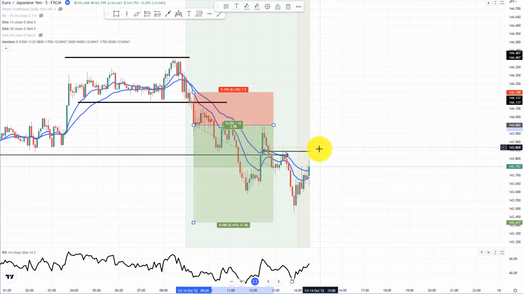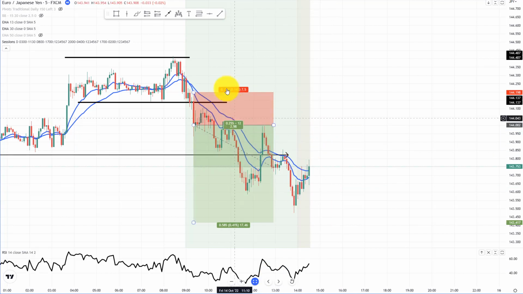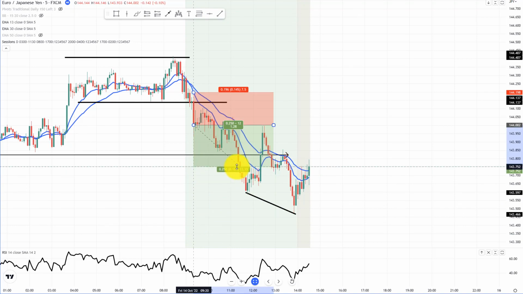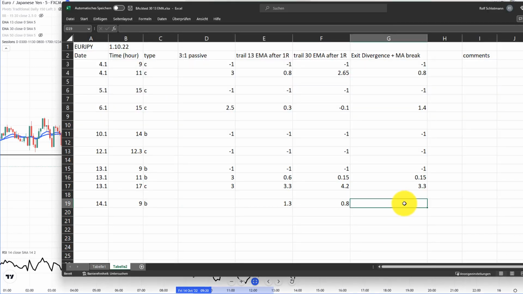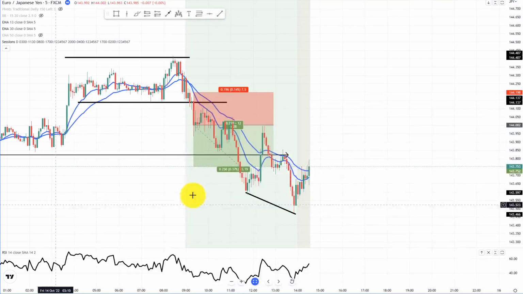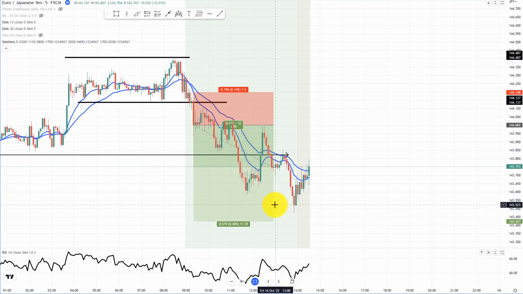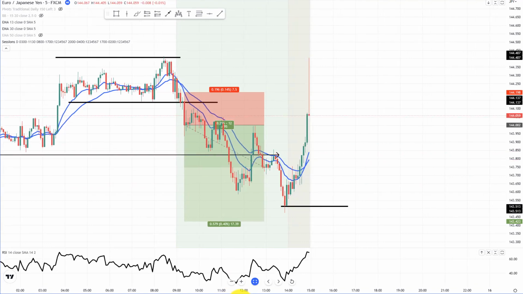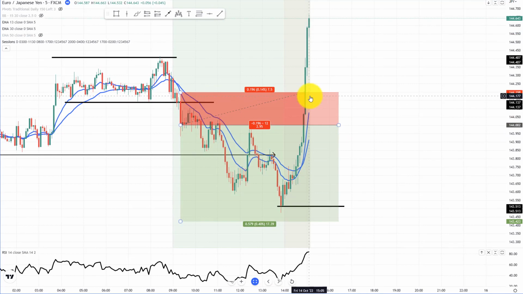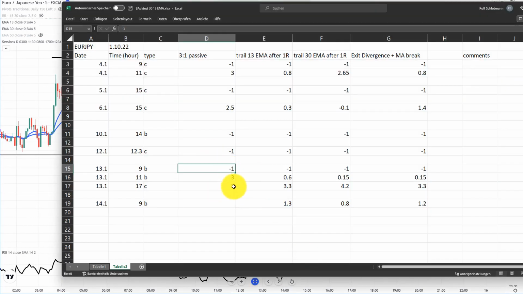So we are now in the New York session. Let's reevaluate things quickly. We have a divergence here. So we want to be out now that the price is breaking the moving average. 1.2. And this one is still running. So what we can also look at, okay, we had a good trend here in the European session. So generally we would like to look for continuations in the New York session, right? But there was nothing, and we hit our stop on the first one. So this is a -1.